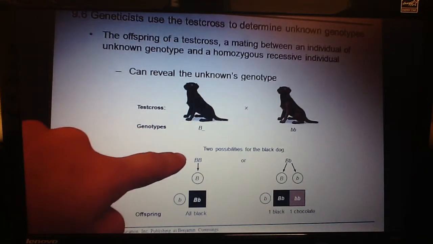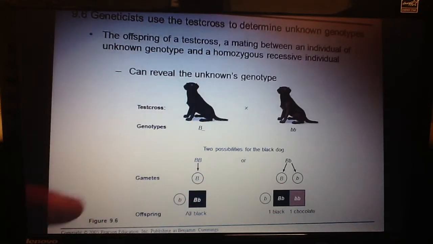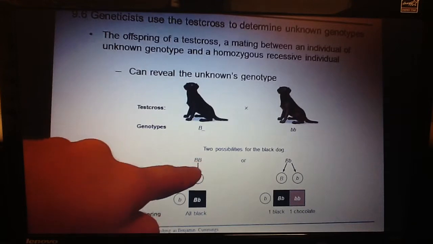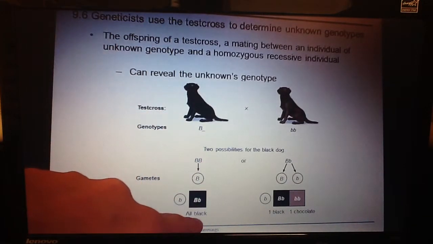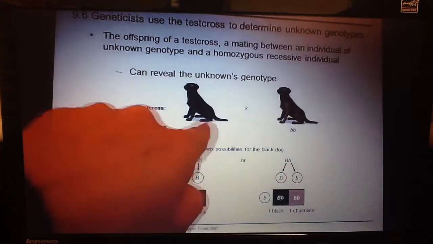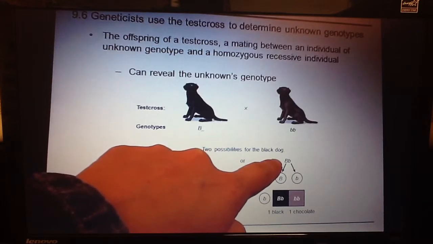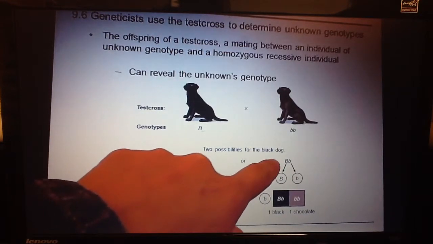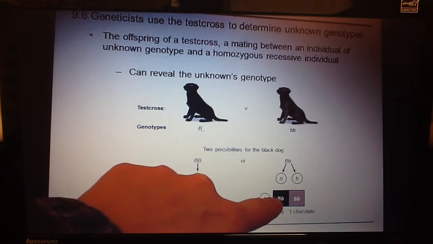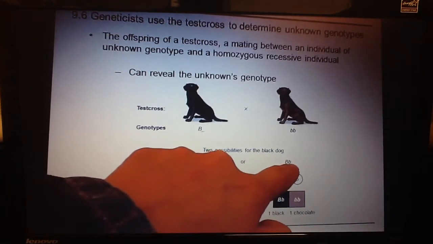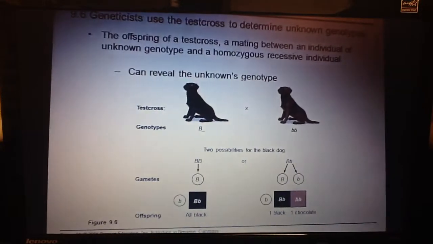Now, if this black lab is homozygous dominant, then I know that all the offspring should turn out black, because no matter which B is donated, it's going to result in a dominant looking lab, which is black. But if this black lab over here has a recessive gene, it will still look black, but when it donates its gametes, it could donate the capital B, which would make black offspring, or it could donate the recessive b, which would create chocolate lab offspring.